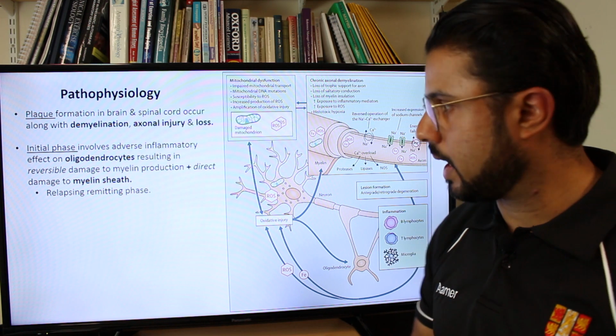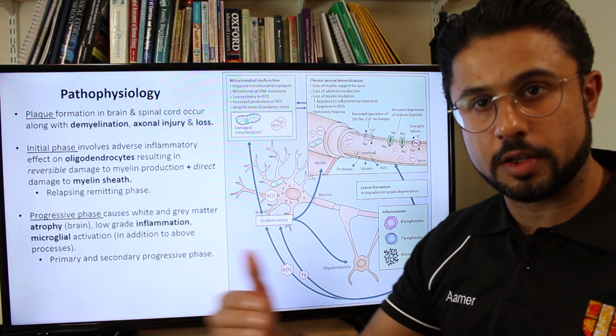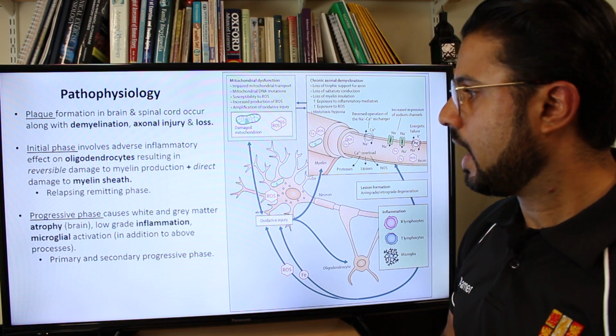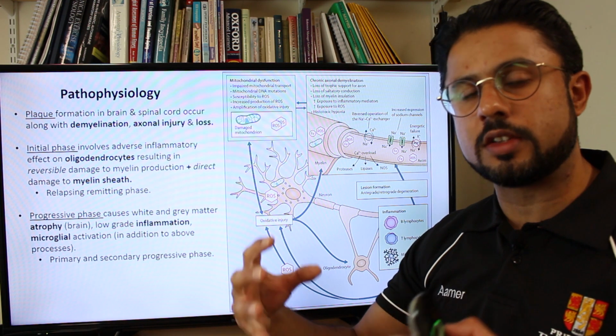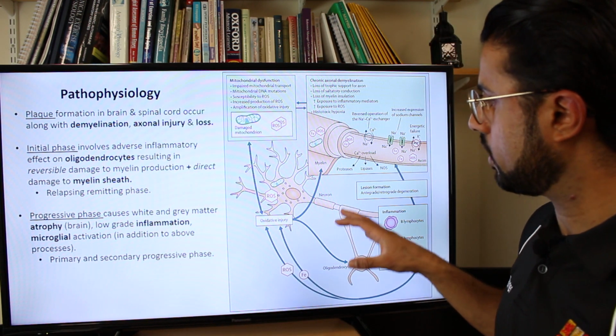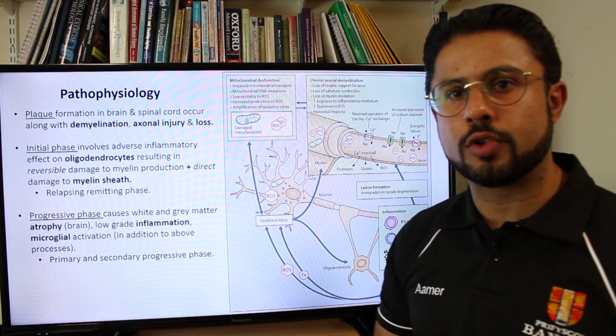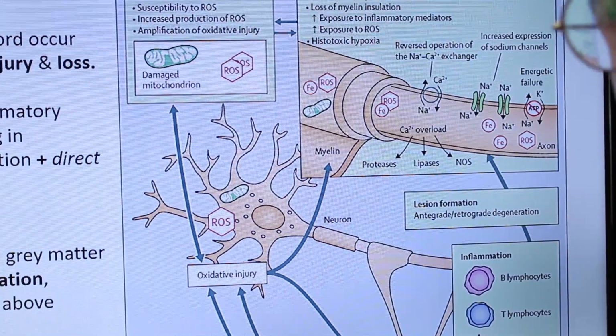However, there is a progressive phase which occurs over a period of 10 years. It might occur sooner in some patients, and that causes atrophy, a reduction in the size of grey and white matter in the brain. Essentially, what's happening in that situation is perpetual low-grade inflammation. So let's zoom back in again to the diagram.